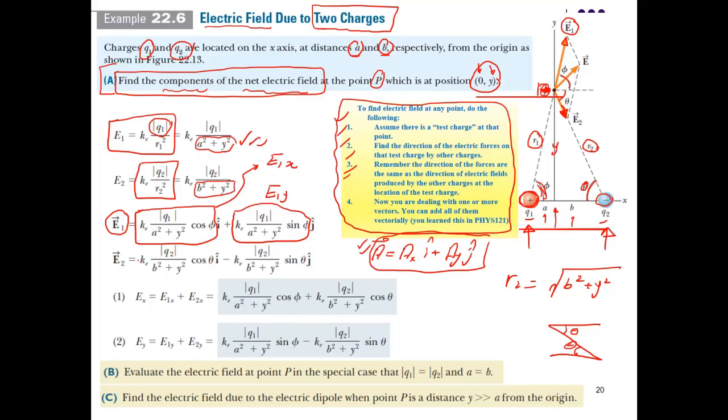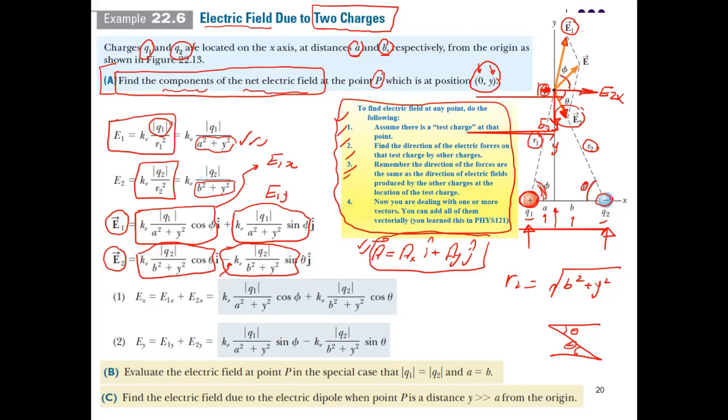So repeat the same thing for E2. For E2, E2x is simply this, with cosine involved. E2y is simply this. Now you better know why I put a negative here, right? Why is there a negative sign here? Because E2 has two components, one to the positive x, but one to the negative y, right? This is E2x, this is E2y. That's why there is a negative sign here.